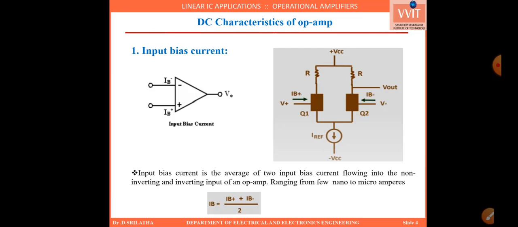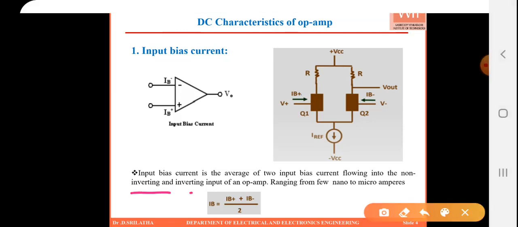Input bias current is the average of two bias currents flowing into the non-inverting and inverting inputs of operational amplifier. Input bias current is the average of two input bias currents flowing into the two terminals of operational amplifier. Now let us see. Here this is our operational amplifier, two terminals, whereas IB minus and IB plus are the two bias currents flowing through that operational amplifier.